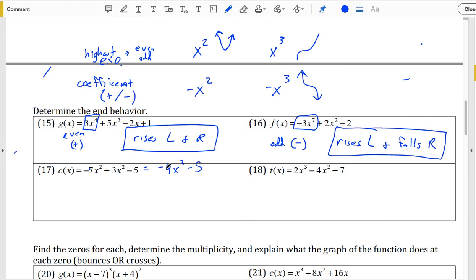And now we can look at our highest degree term now. We see that it is even because it's x squared, and it's negative because the leading coefficient is negative 4. So we look at this one. So it's got to have the same end behavior as negative x squared, which we recall as the upside down parabola. So it falls both ways. So it falls right and left.